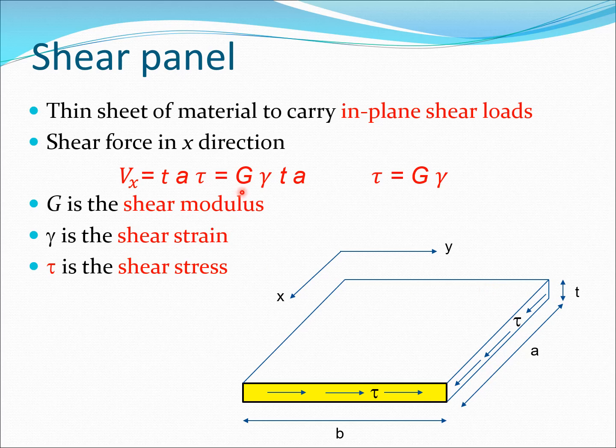And this can be written as G gamma TA because we have tau is G gamma. So this is an analog to the Hooke's law, and this exists for the case where shear stress is related to shear strain. So here tau is the shear stress, gamma is the shear strain, and G is known as the shear modulus of the material. It is another material property which you can derive by experiments and some theory.